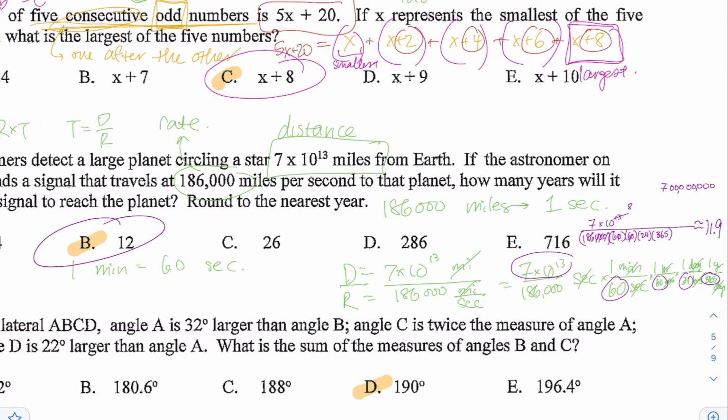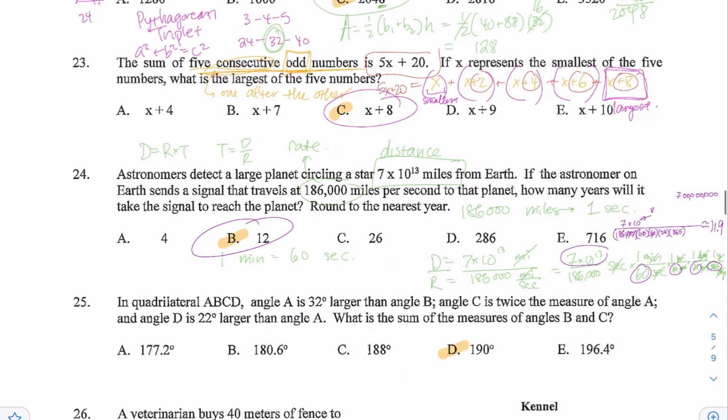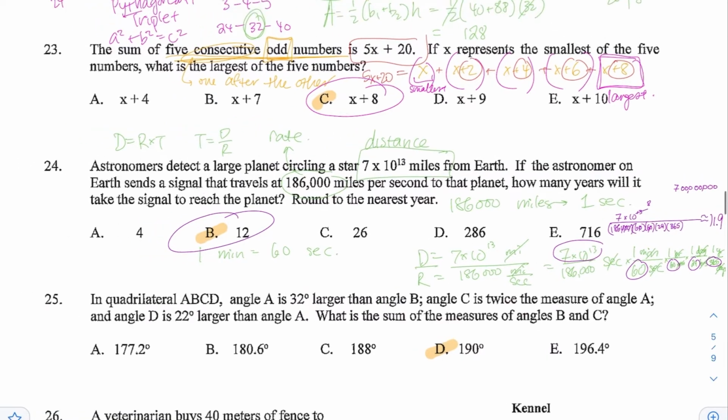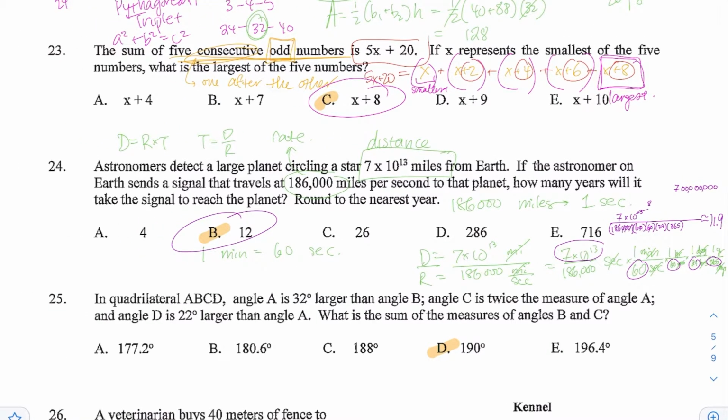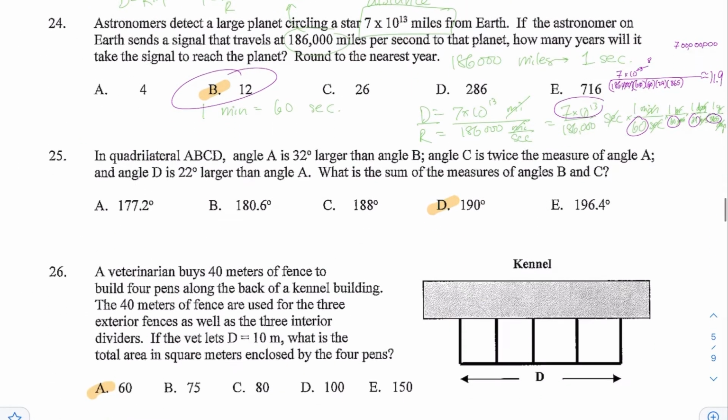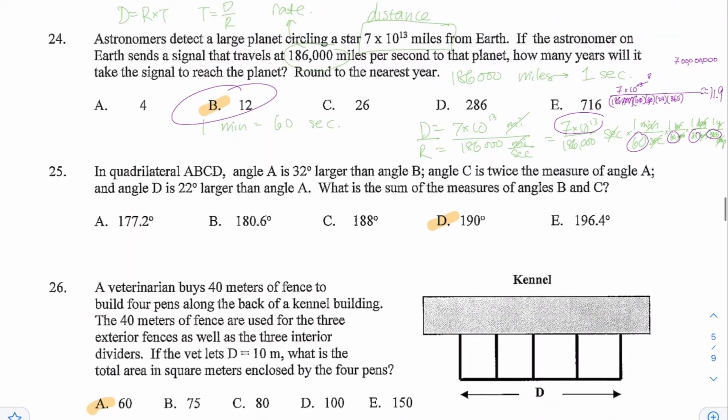And that's going to be choice B, 12, which is the closest to that number. So you just have to do a lot of conversions here. And D equals RT.